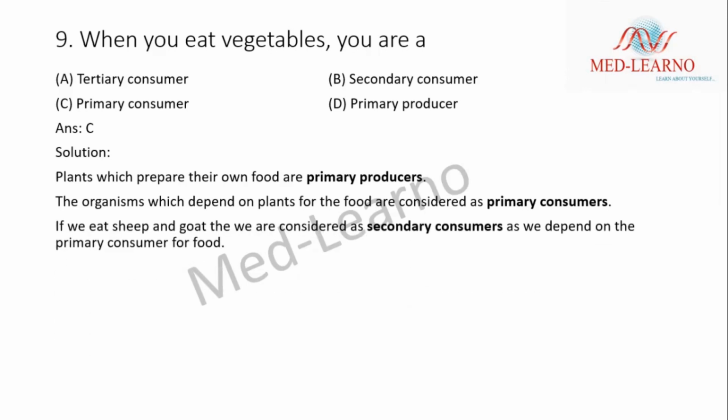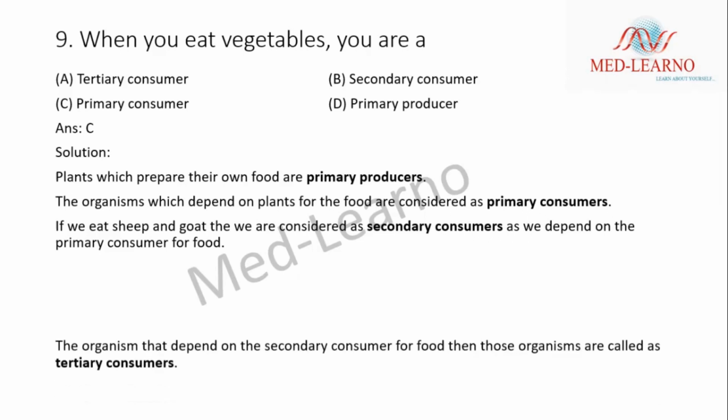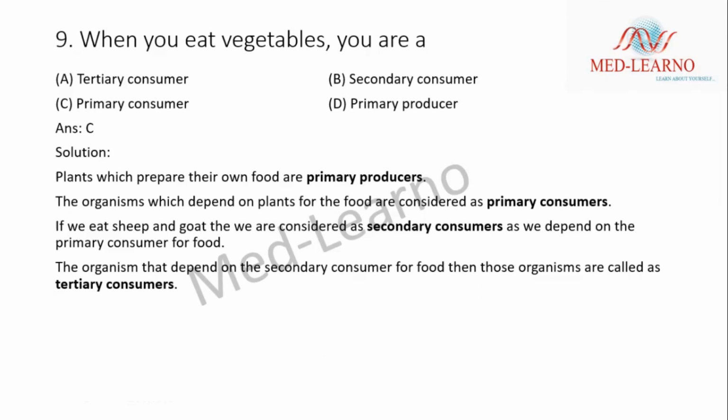If we eat sheep and goat, then we are considered secondary consumers as we depend on the primary consumer for food. The organisms that depend on the secondary consumer for food are called tertiary consumers.